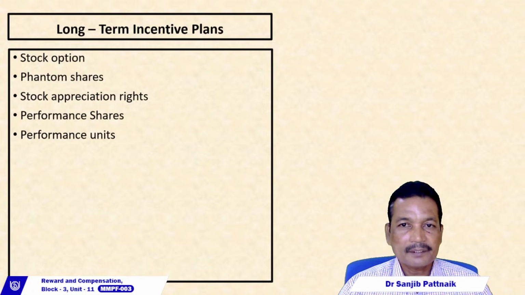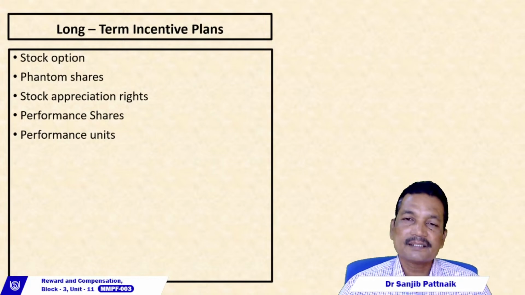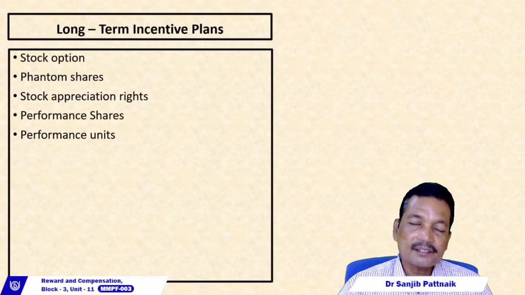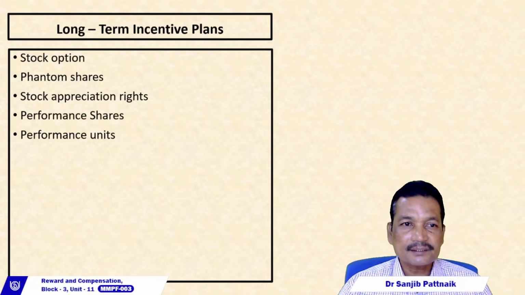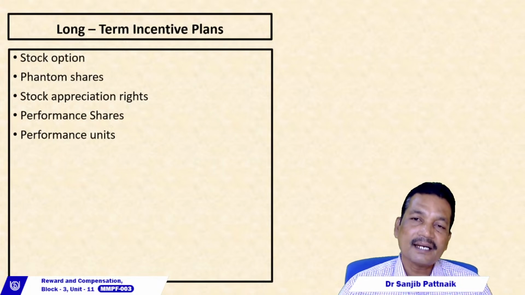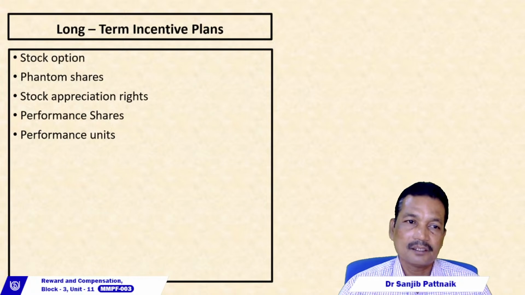What happens? If the organization is doing better, definitely the stock prices will be going upwards and upwards. In this way, the employee will feel that in a future year they can exercise their option right. That means they can purchase the stock at a lower price and sell it off at a higher price, thereby getting the bonus amount at a higher level.